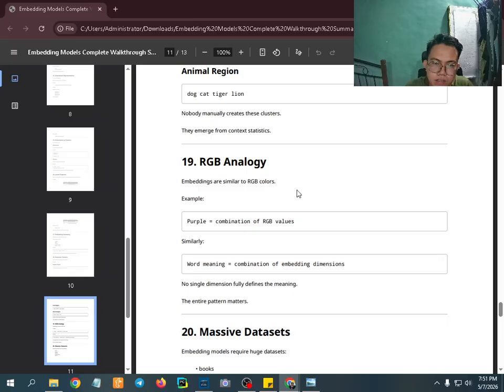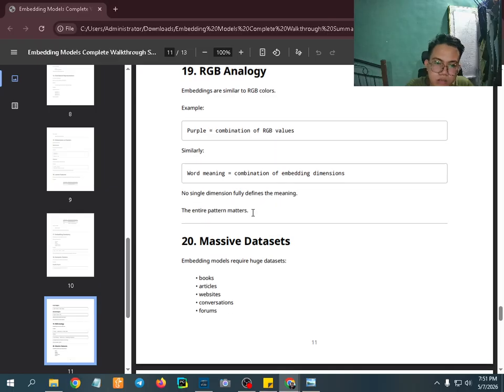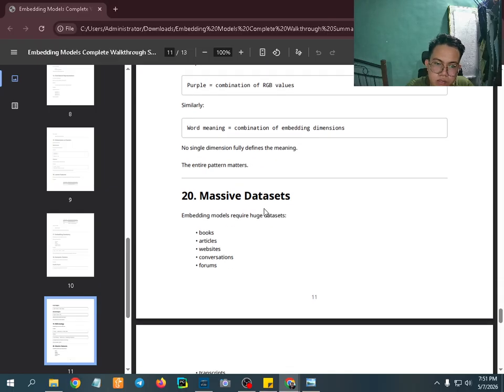And the RGB analogy. What's the RGB analogy? It's a color representation where if we combine these three color values, they form different colors. Purple is a combination of RGB values. Similarly, a word's meaning, like king, is a combination of embedding dimensions. That's why it becomes the word value king. No single dimension fully defines the meaning.